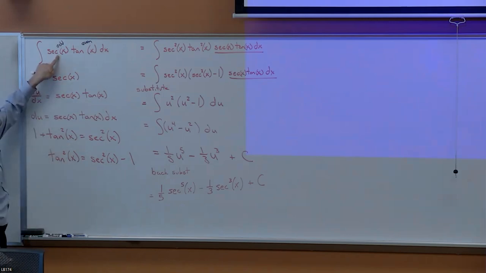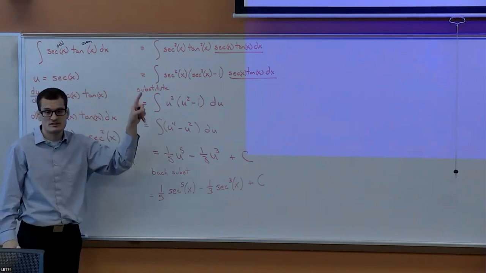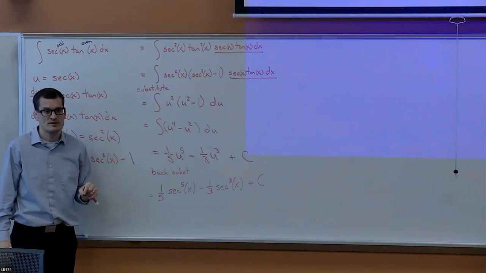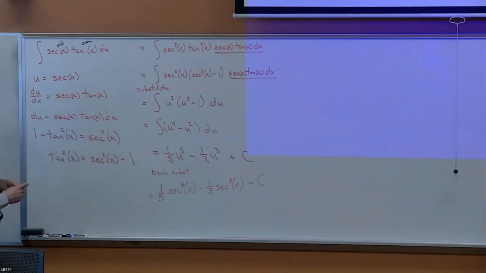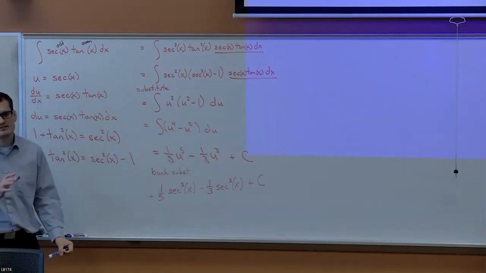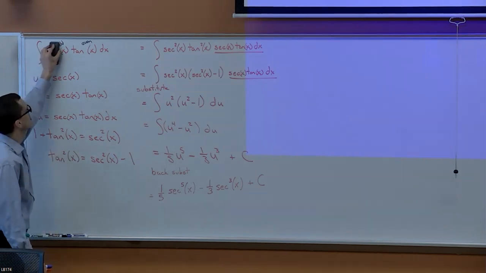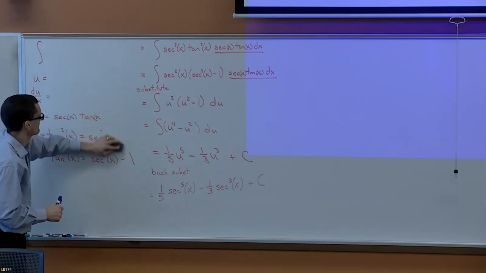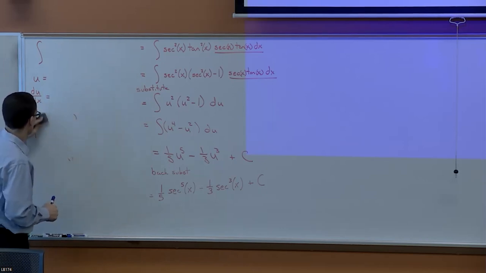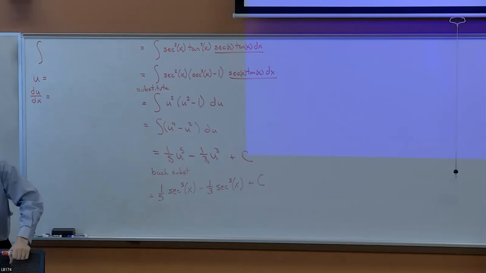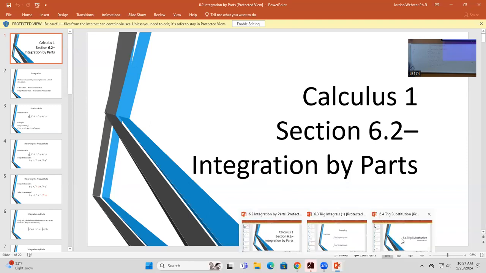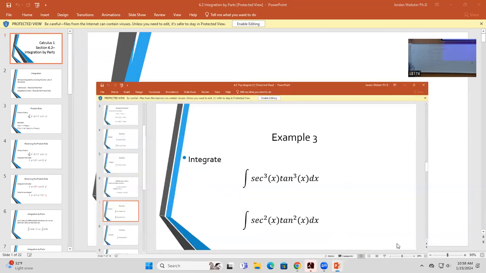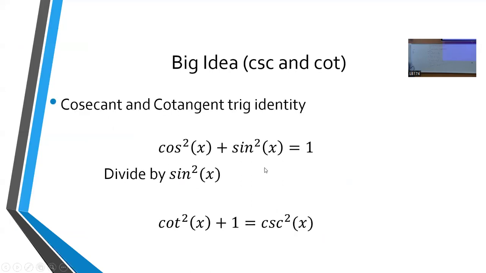By the way, if secant is even and tangent is odd, I can make my u be my tangent, and that's just fine. But if secant is raised to an odd power and tangent is raised to an even power, that's weird. Can't do that one, not through this method anyways. All right. So secants and tangents. Very simple.